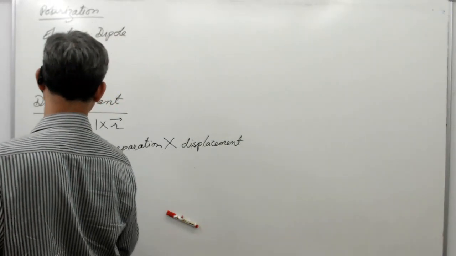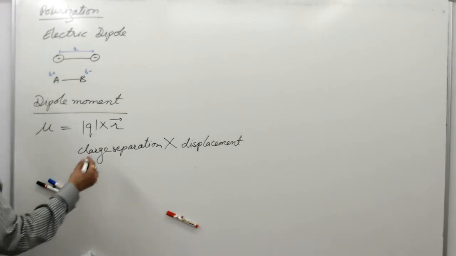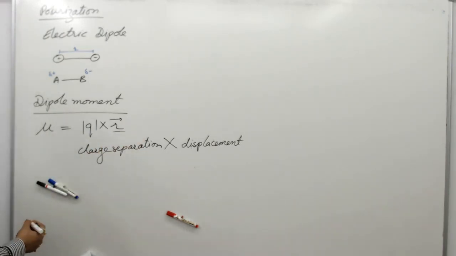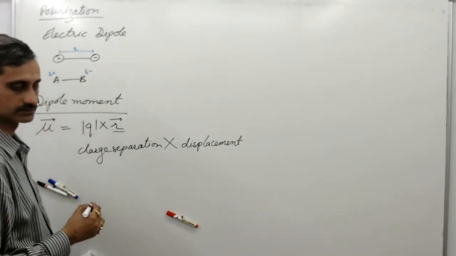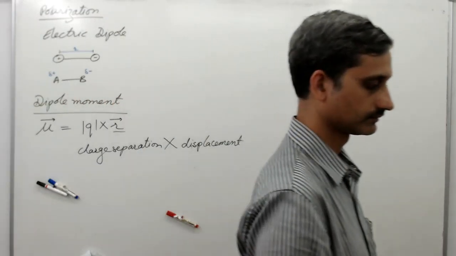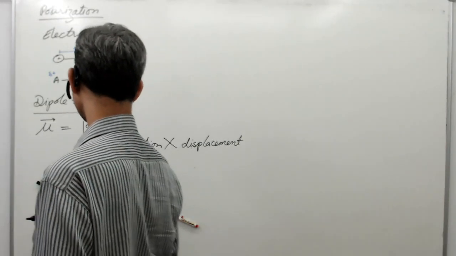Is it clear? Okay. So displacement is a vector. So this charge is a scalar quantity. R is a vector quantity. So scalar multiplied by a vector is also going to give us a vector. Clear? So this mu is a vector quantity.